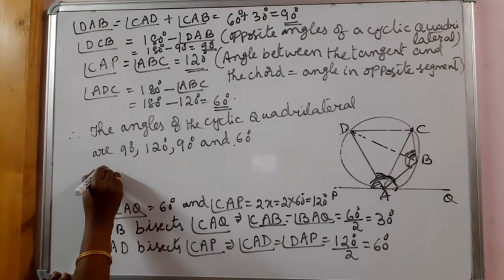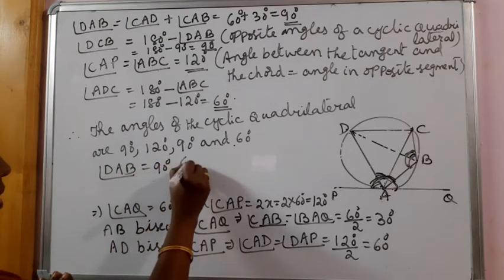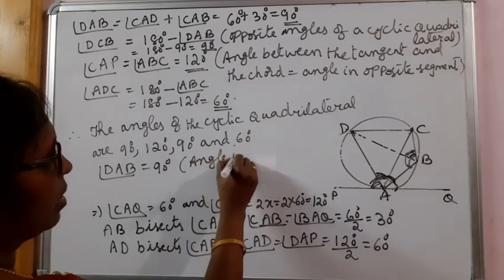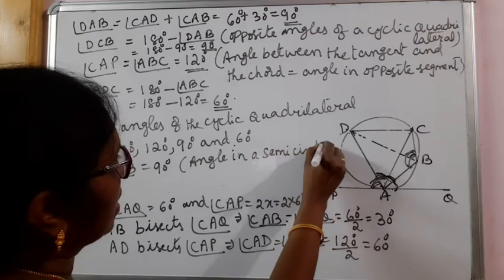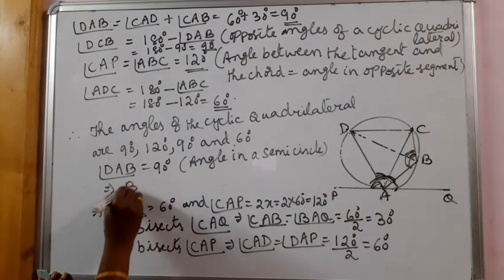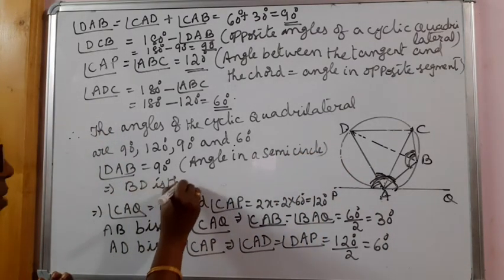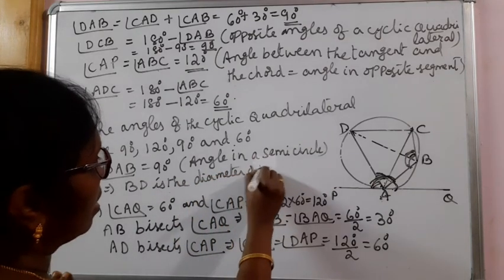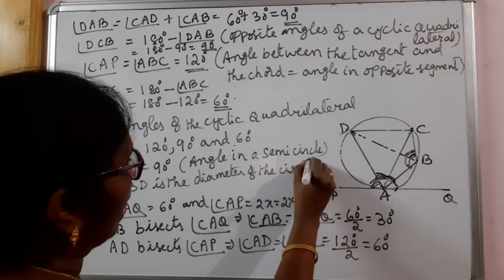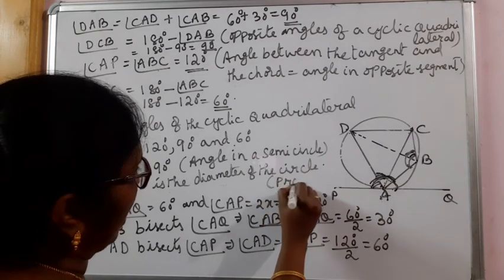Angle DAB is 90 degrees, that is the angle in a semicircle. That implies BD is the diameter of the circle. That is what we have to prove, and proved.